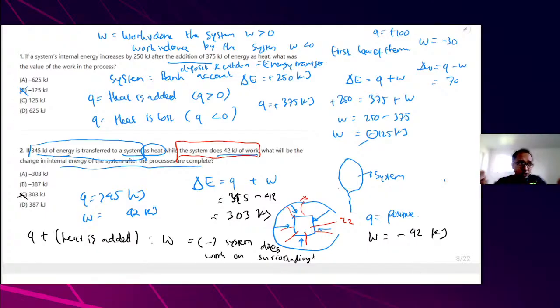The system is the air inside the balloon. When the balloon expands and pushes on the air outside, it's doing work on the surroundings, which means W will be negative. So work done by the system.